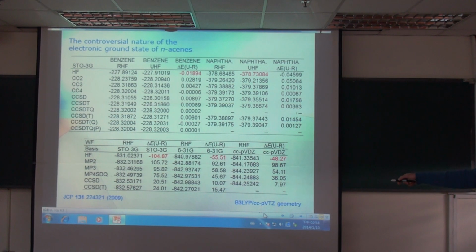The same here if you do calculations with bigger basis sets and this correlation treatment, MP2 and MP3 and MP4, because at the Hartree-Fock level we have the unrestricted solution as the most stable solution, but as soon as we include dynamic correlation, then we get the restricted solution back.